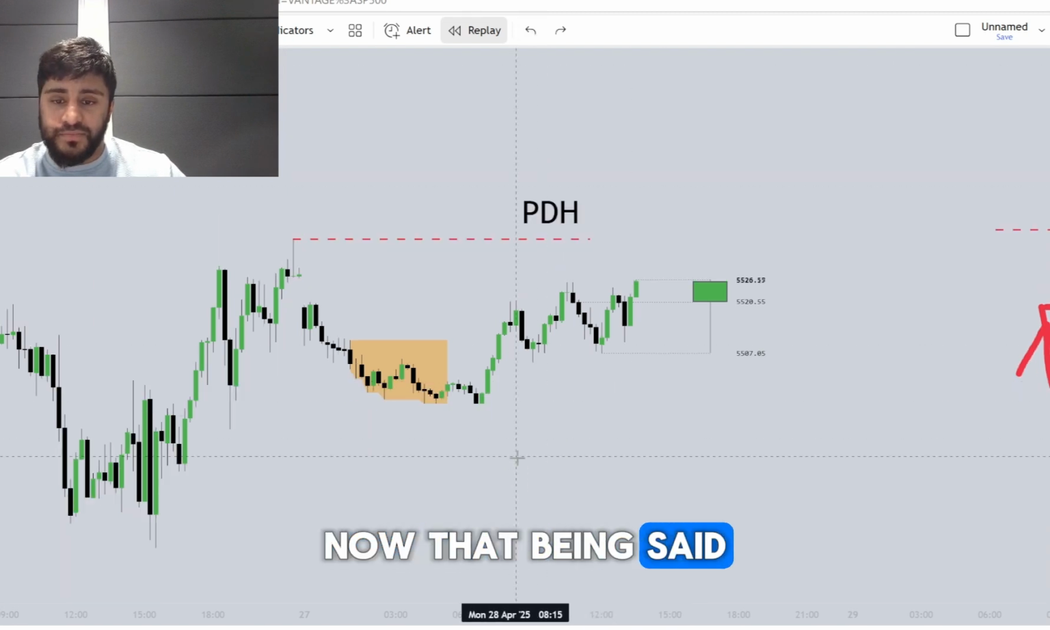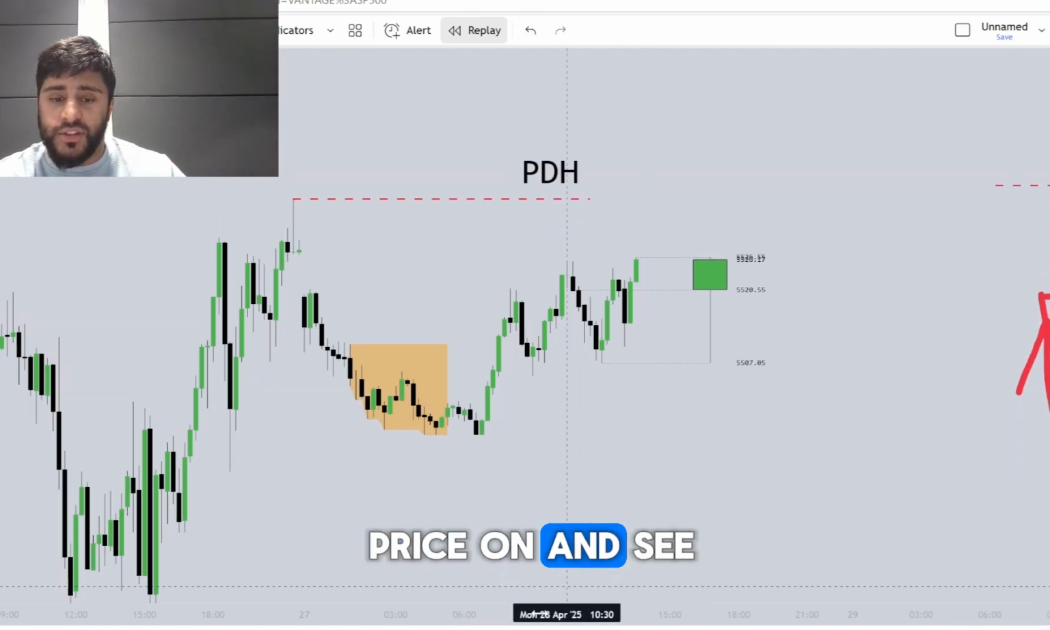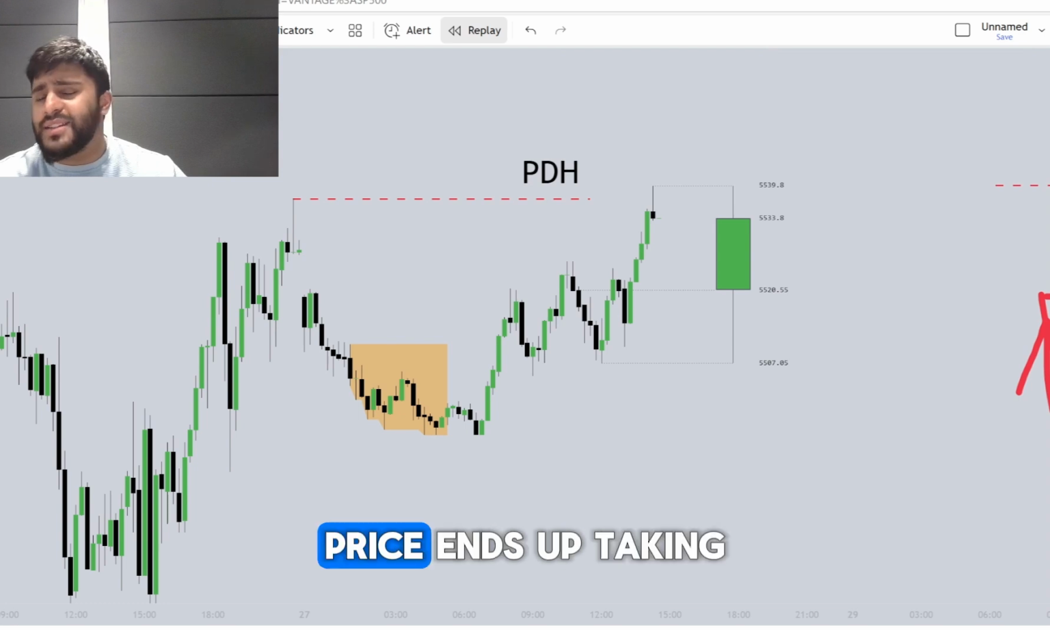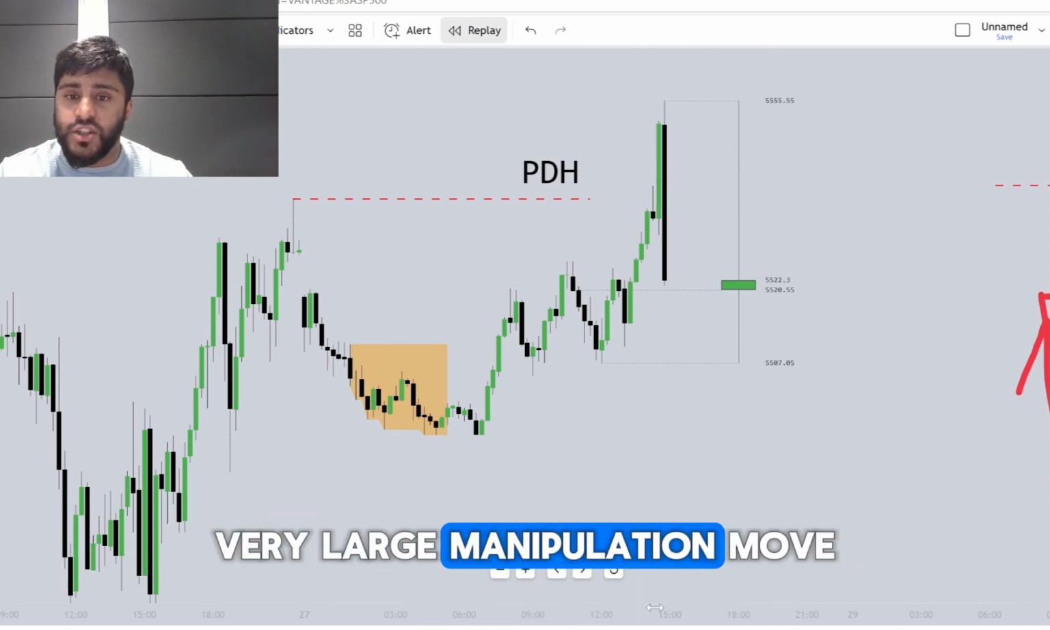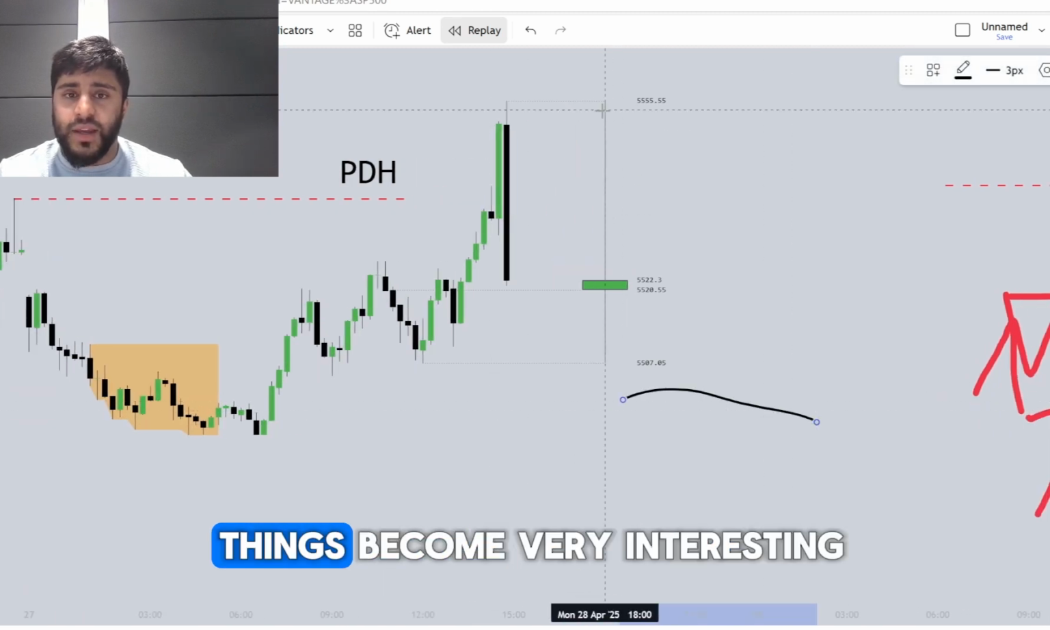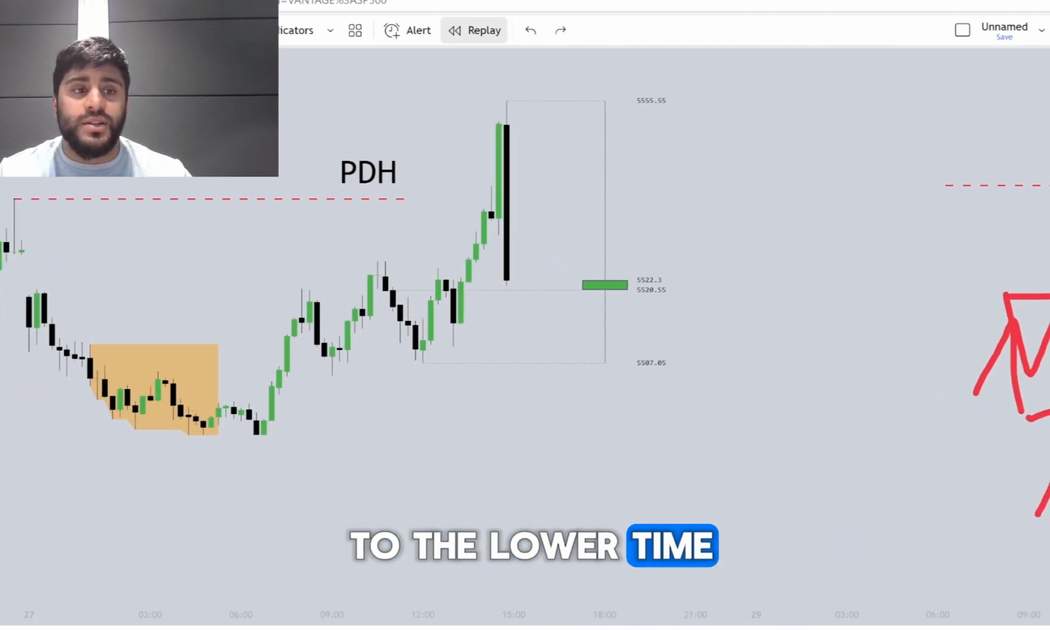Now, that being said, let's continue to play price on and see what we get. Price ends up taking out the previous day high, and we have a very, very large manipulation move over here. Now, this is where things become very interesting. We can head down to the lower time frames at this stage.